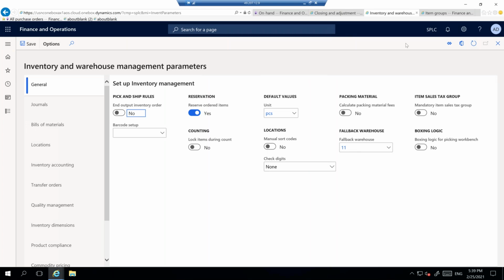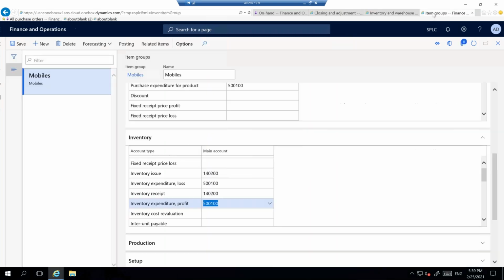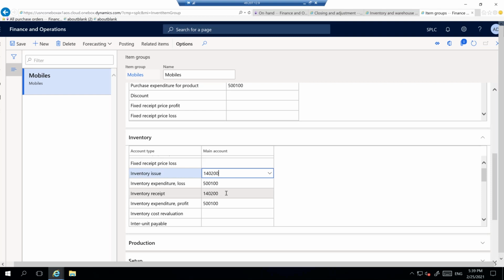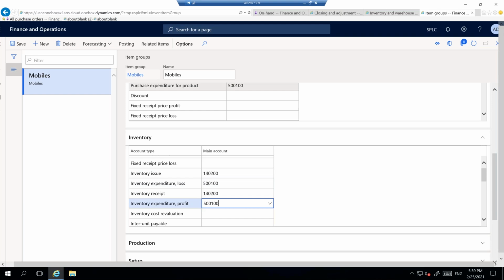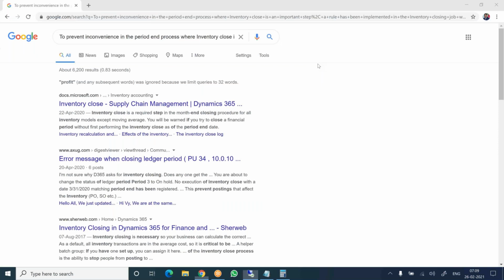Fallback warehouse is mapped. So this is the inventory account. Inventory issue and inventory receipt use the inventory account. The client will give you the inventory accounts, that account whenever you are receiving material or issuing material, whatever account you are mapping, that is the inventory account. And these two are loss or expenditure. Okay, fine. Clear? Any doubt here?